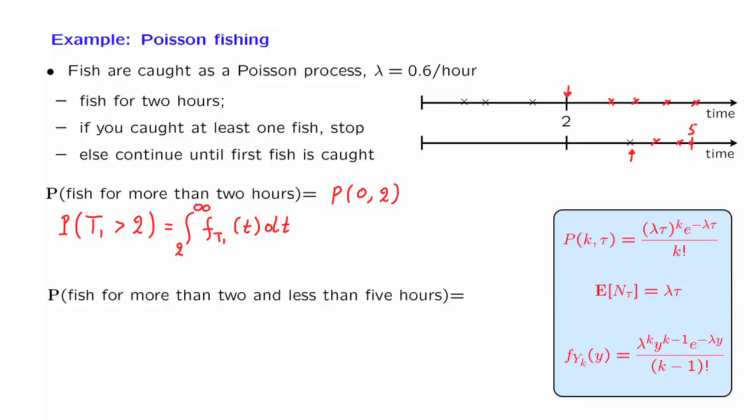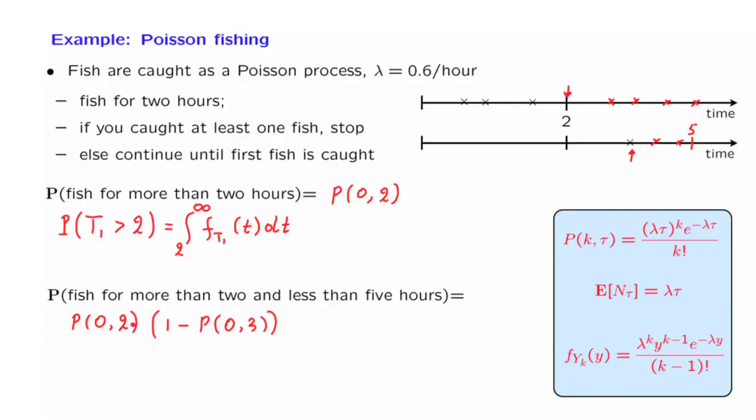With this way of thinking, the fact that you stopped fishing before time 5 is the event that the number of fish caught, or the number of Poisson arrivals during the interval from 2 to 5, is at least equal to 1, larger than or equal to 1. So the event of interest consists of the intersection of two events. 0 fish caught during the first 2 hours, which has this probability, and at least one arrival in the Poisson process between times 2 and 5. This is a time interval of length 3, and having at least one arrival is 1 minus the probability of 0 arrivals in a time interval of length 3.